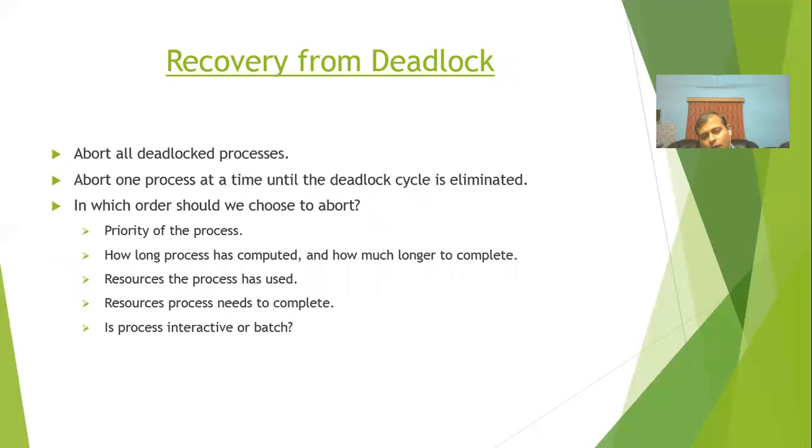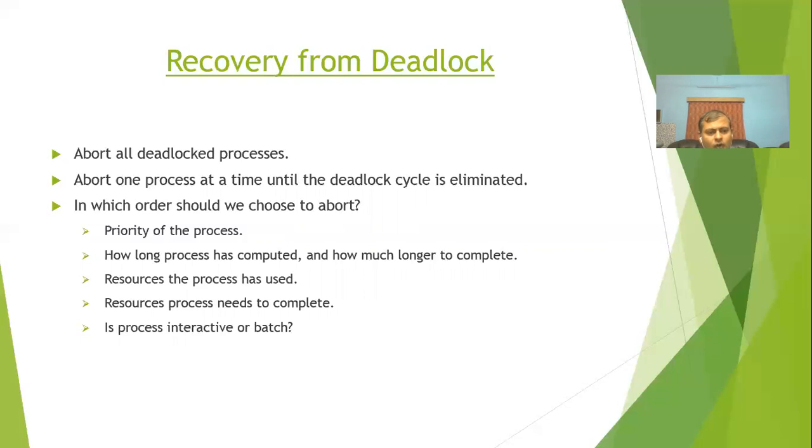And ultimately, how do we recover from the deadlock? If a deadlock happens, you can abort all the deadlocked processes. That is one option available to you. Or you can abort one process at a time until the deadlock cycle is eliminated. Now the second case is somewhat more costly. That means you have to invoke the deadlock detection algorithm after quitting each of the processes in the system. That will be a huge task.